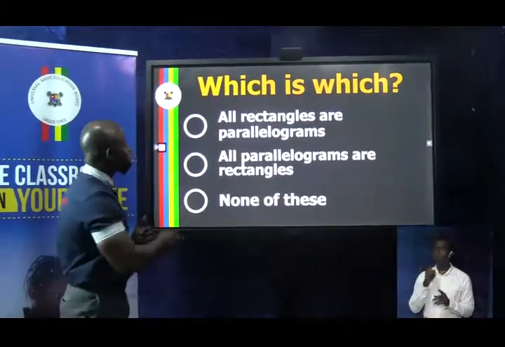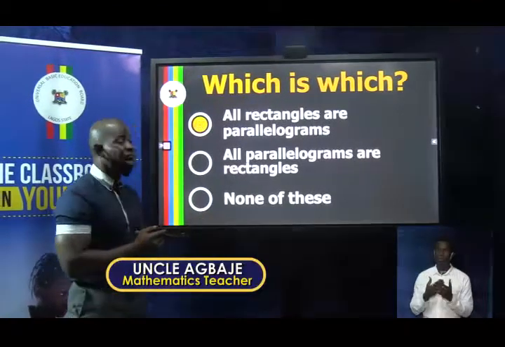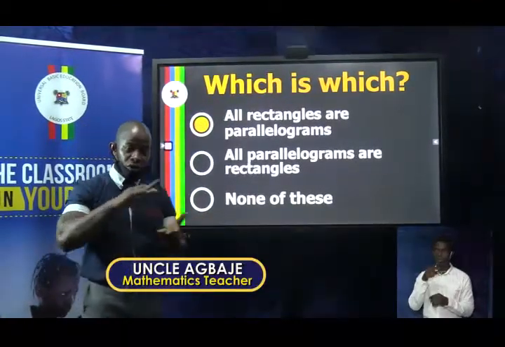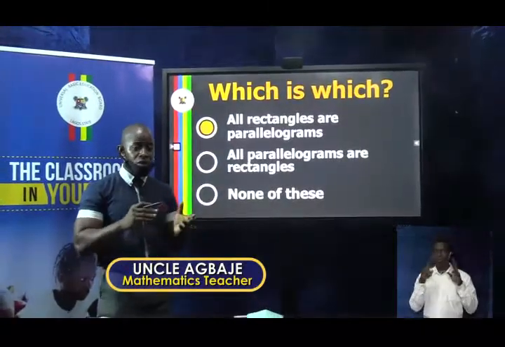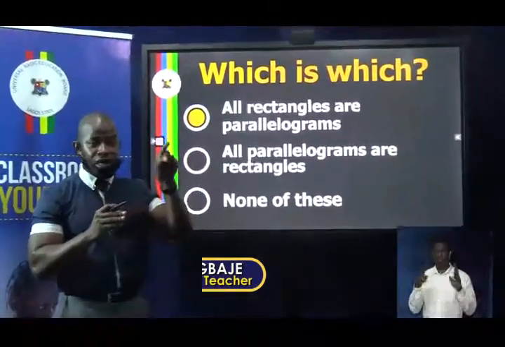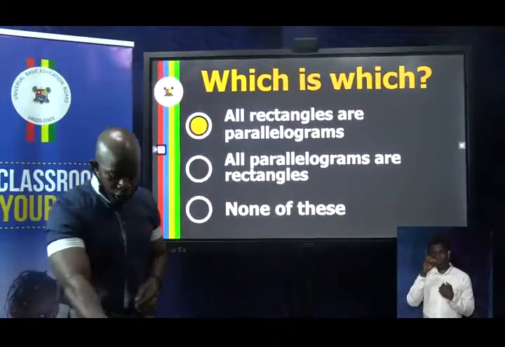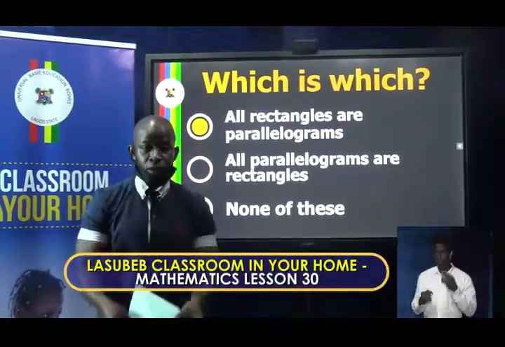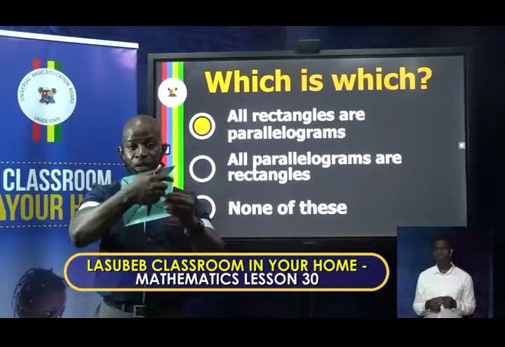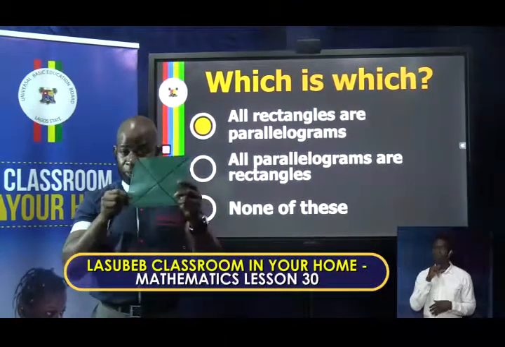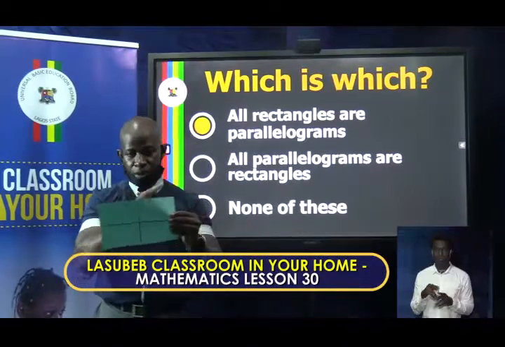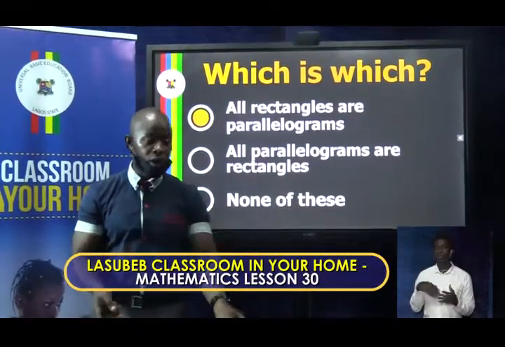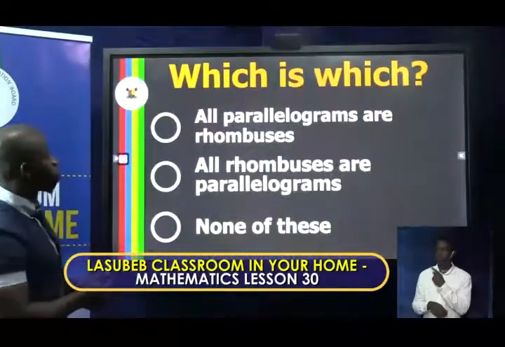Well, the final answer is that all rectangles are parallelograms because rectangles have parallel sides. Parallelograms are not rectangles because a rectangle must have 90 degrees on all the sides. And if you look at a parallelogram, the angles rather are not 90 degrees. So this is not a rectangle. It's a parallelogram but not a rectangle. But a rectangle, yeah, it's a parallelogram because it has all the properties of a parallelogram. Take a look at just another one.